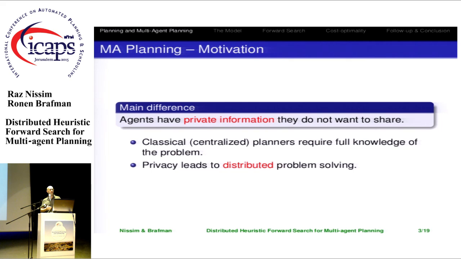The motivation here and the reason that we're not using single agent planners or classical planners in this case is that we have private information that the agents don't want to share, and centralized planners require full knowledge of the problem. So once we talk about privacy, it leads us right away to distributed problem solving. These agents are going to solve this problem in a distributed fashion, each having an abstract view of the system.